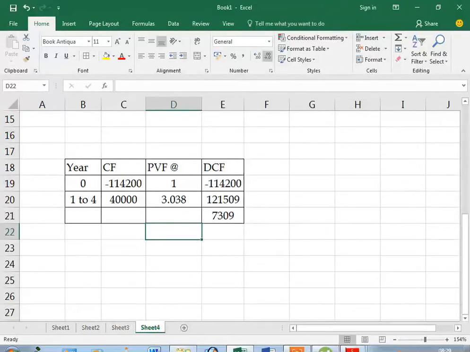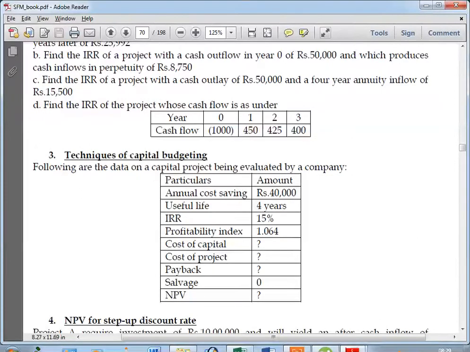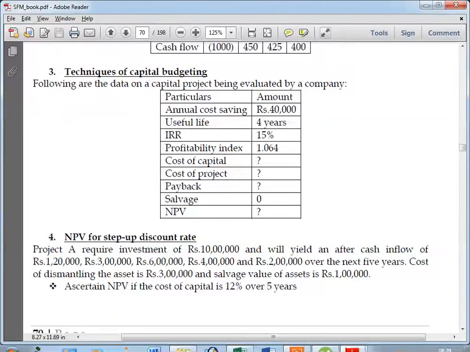You can write: from the PVF tables, PVF of 3.038 corresponds to 12% and 4 years. Full stop. Hence cost of capital is 12%.